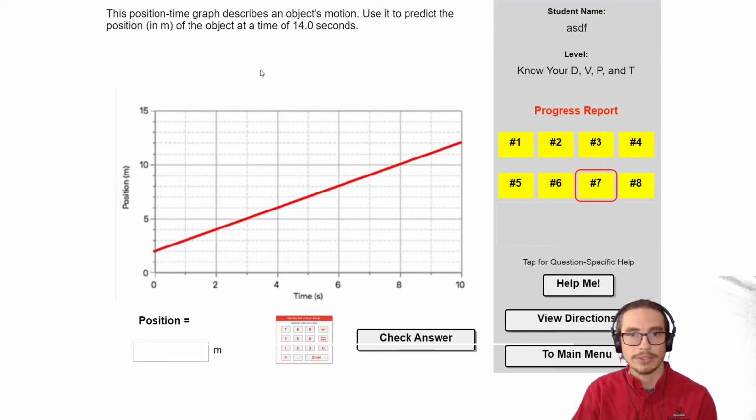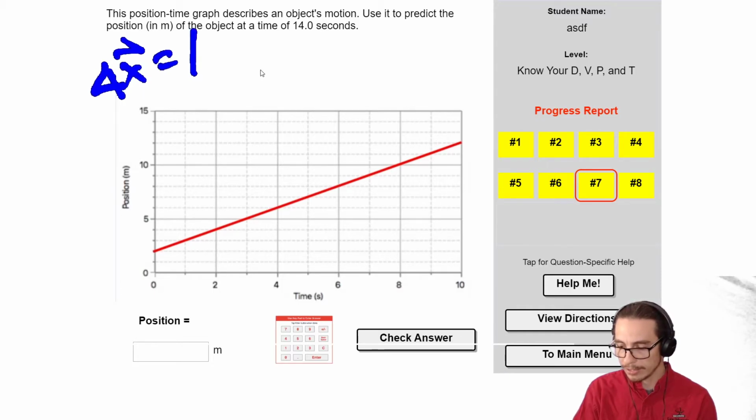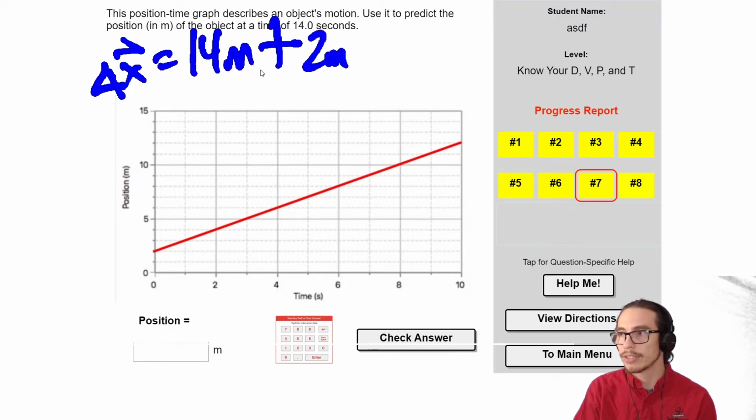Another way to do it is you found the slope. That's how much it's doing. So it's going to change position by 1 meter every second. So in 14 seconds, it's going to change by 14 meters. But it started at 2 meters, so it's going to be at position 16 when you're done.